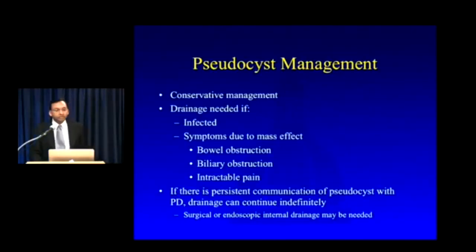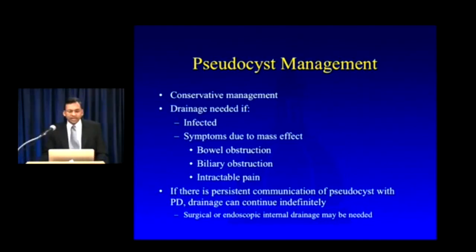Now, as I mentioned, pseudocysts should generally be managed conservatively. There is no reason that you should be putting a drainage catheter or a needle into a pseudocyst in a patient who's completely asymptomatic. If these are asymptomatic, they are merely incidental findings that do not need to be dealt with. The only reason you drain these or put a needle into it is if you think it's infected or if it's causing symptoms because of mass effect. So it's causing bowel obstruction, biliary obstruction, or just patient pain.